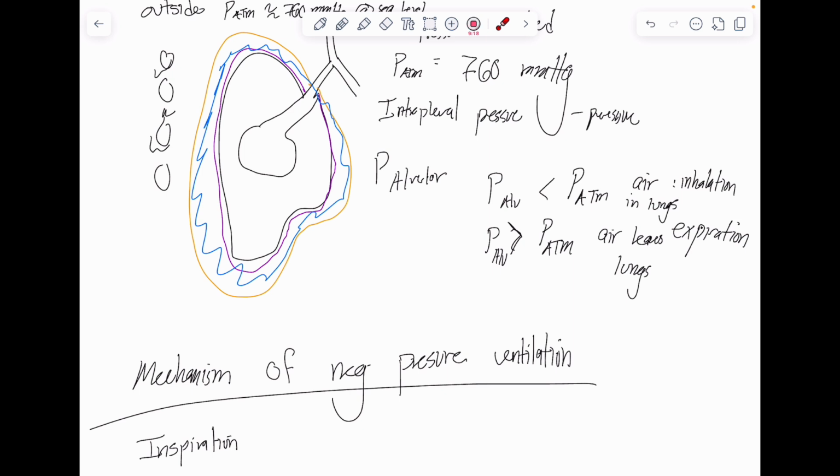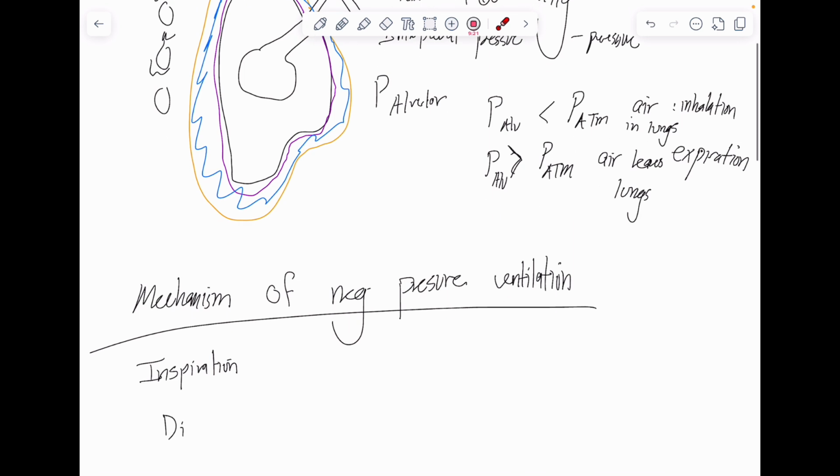Sorry, let's draw this out. Diaphragm will contract. Diaphragm contracts, flattens, and expands the rib cage.